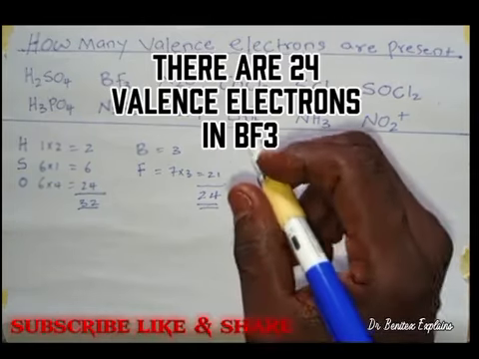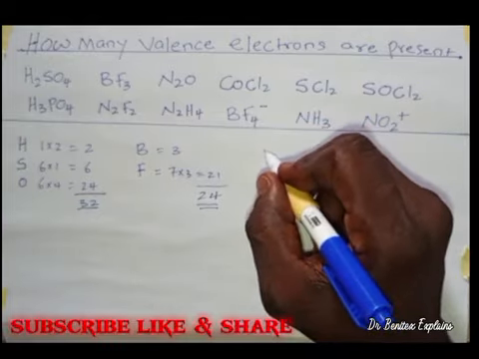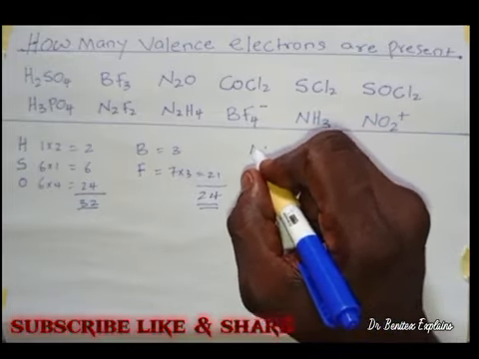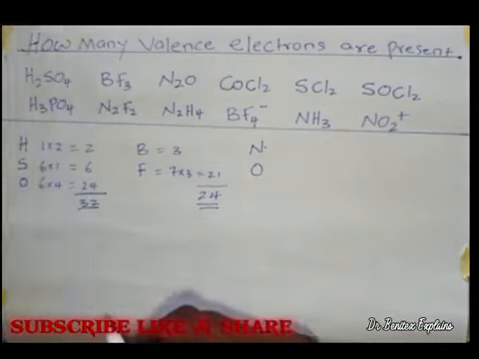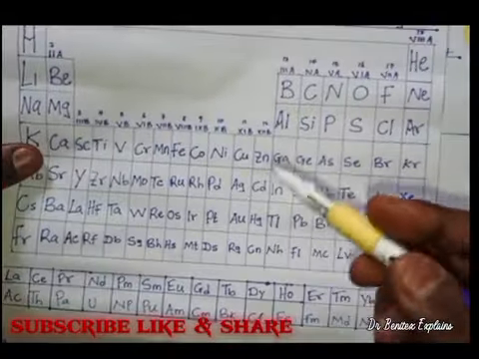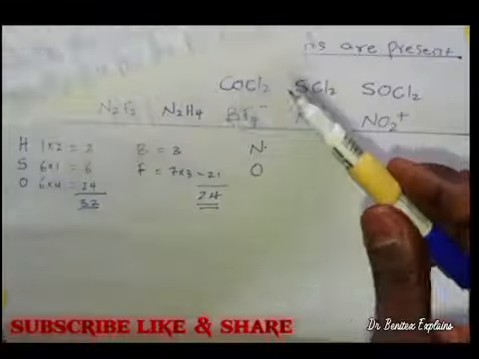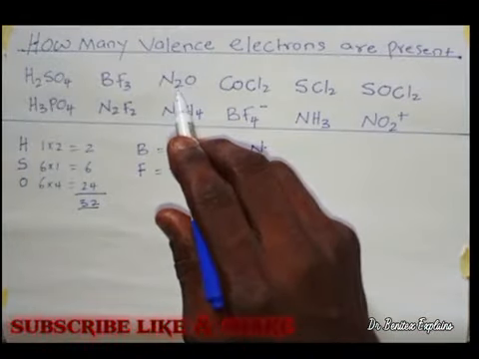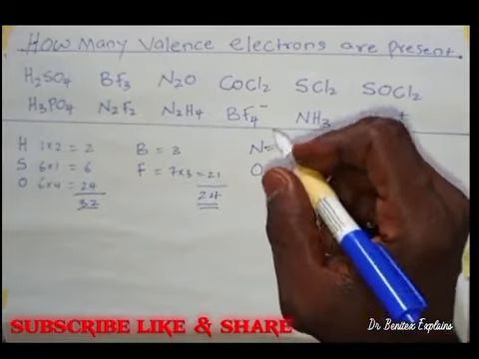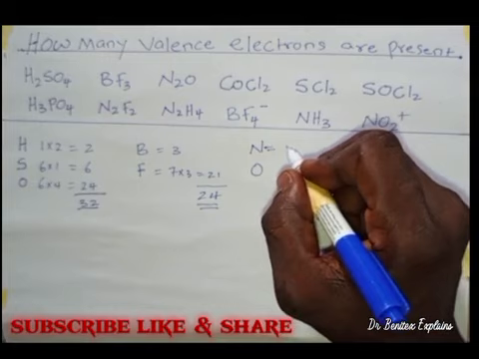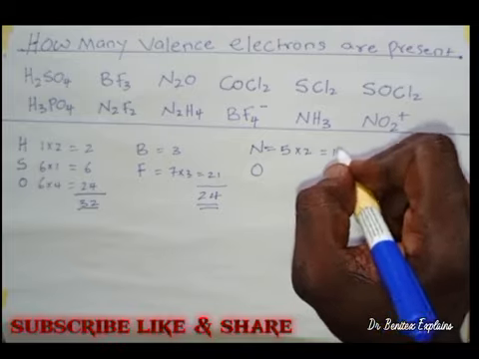Let's go to the next molecule, which is N2O. So we have nitrogen here, and we have oxygen. Now for N2O, let's check nitrogen. Nitrogen is in group number 5, 5 valence electrons. How many nitrogen atoms are here? 2. So I will say this is equal to 5 times 2, which is equal to 10.